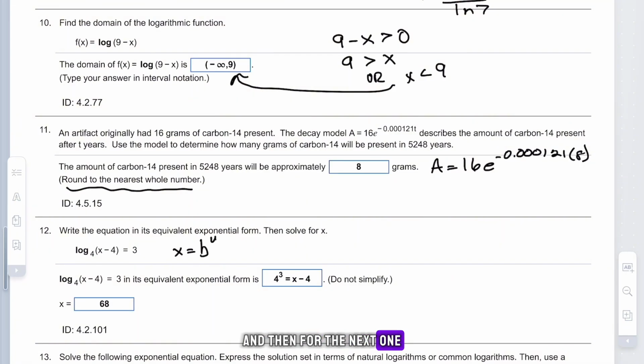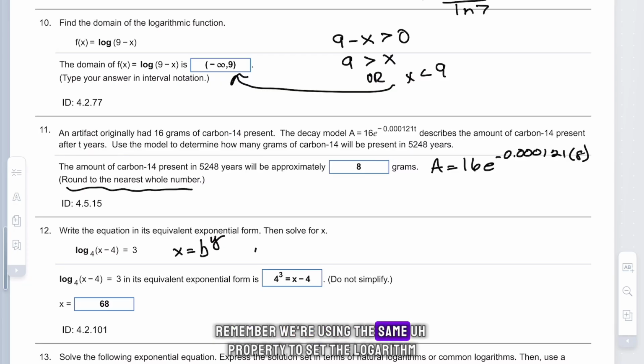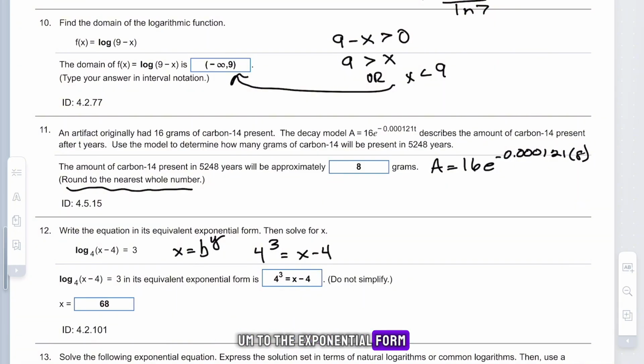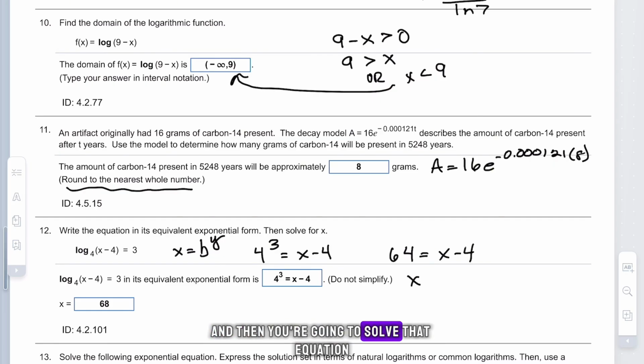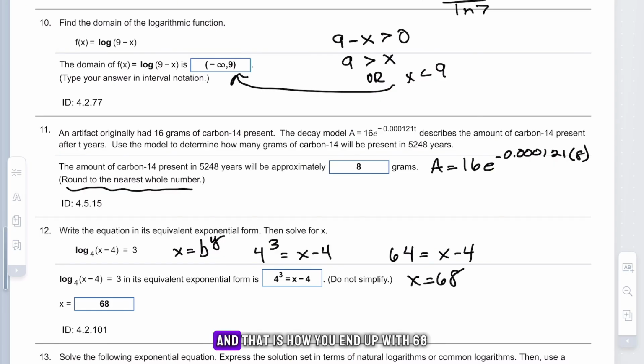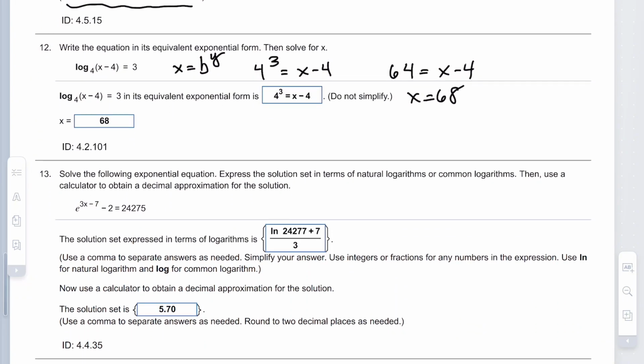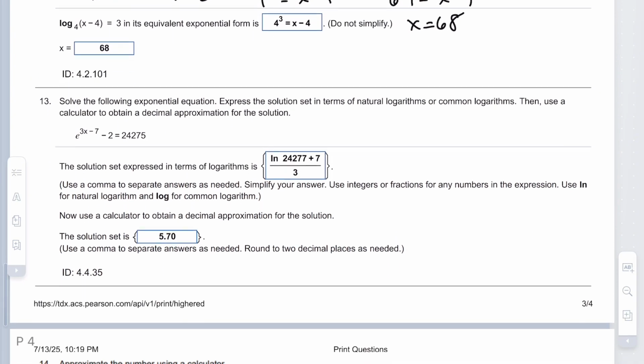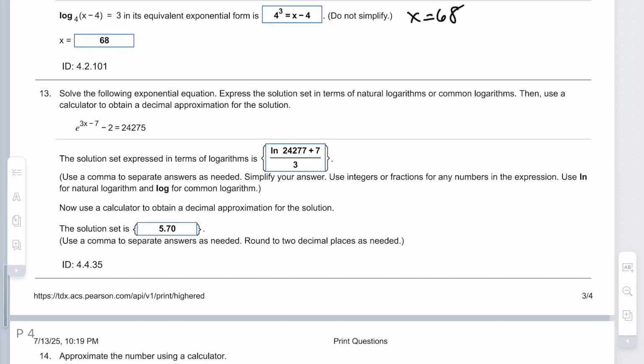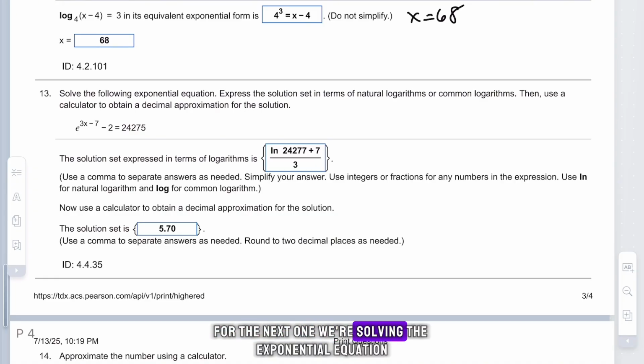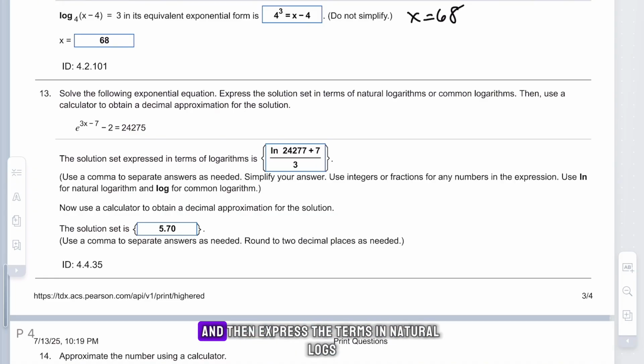And then for the next one, remember we're using the same property to set the logarithm to the exponential form. And then you're just going to simplify, and then you're going to solve that equation. And that is how you end up with 68. For the next one, we're solving the exponential equation and then express the terms in natural logs. And you already see the answer, so you know you're going to use the natural log.